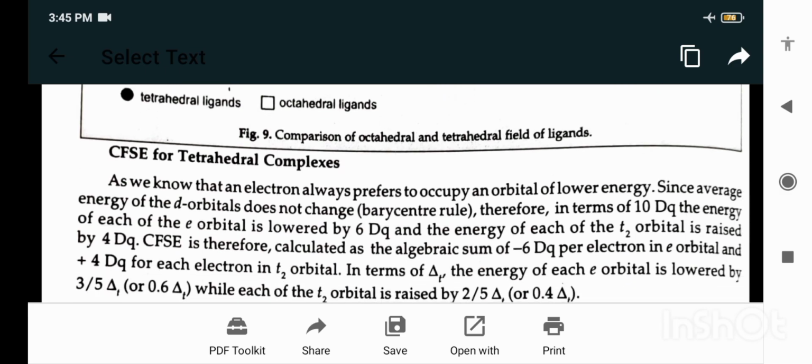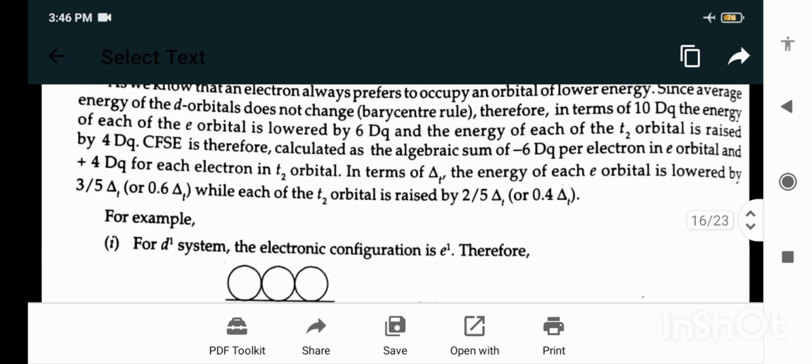As we know, an electron always prefers to occupy an orbital of lower energy, since the average energy of the d orbitals does not change. Therefore, in terms of 10 Dq, the energy of each of the e orbitals is lowered by 6 Dq and the energy of each of the t2 orbitals is raised by 4 Dq. CFSE is therefore calculated as the algebraic sum of minus 6 Dq per electron in the e orbitals and plus 4 Dq for each electron in t2 orbitals. In terms of delta t, the energy of each of the e orbitals is lowered while each of the t2 orbitals is raised.